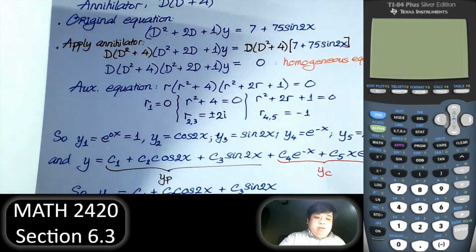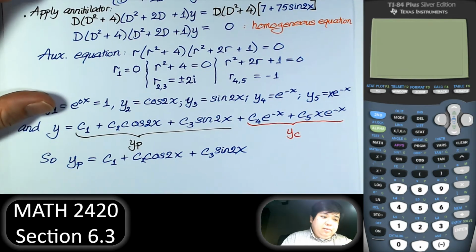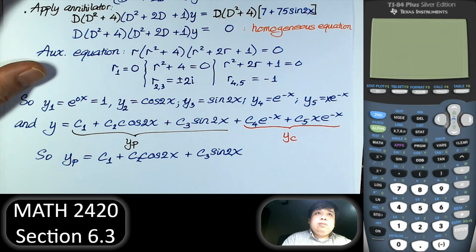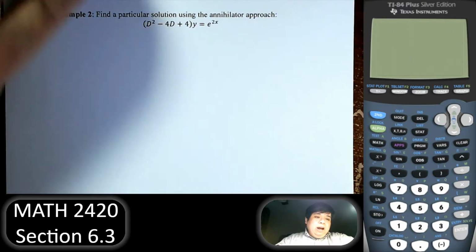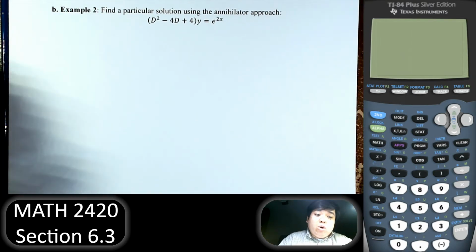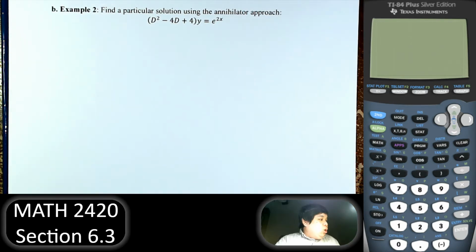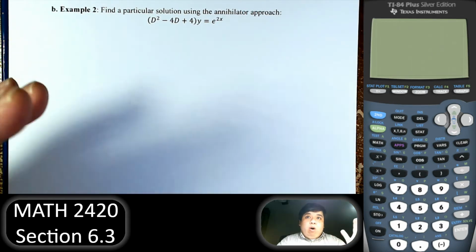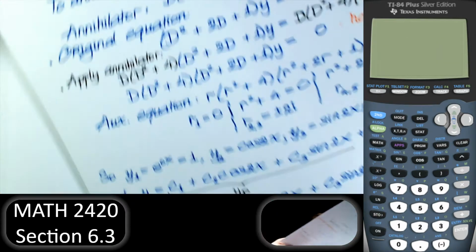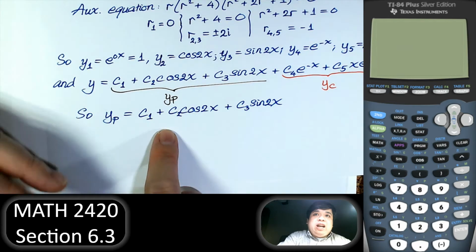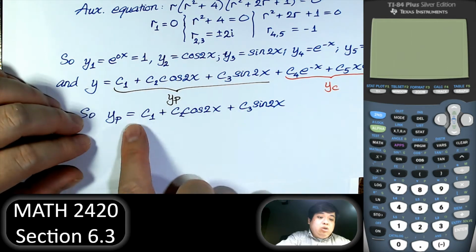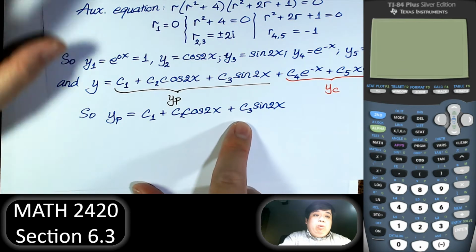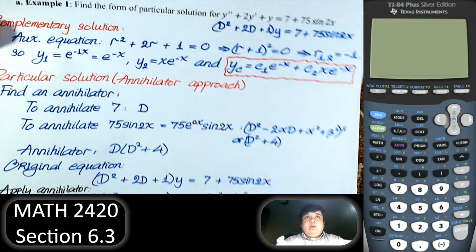Let's look at the next example. Find a particular solution using the annihilator approach. I'm not sure if we have enough space to do the whole problem, but at least we have to come up to the form of the particular solution. After that, of course, we take the derivative, second derivative, and then put it back in the function. That's still undetermined coefficients. We still solve for the coefficients when we put it back into the original equation.